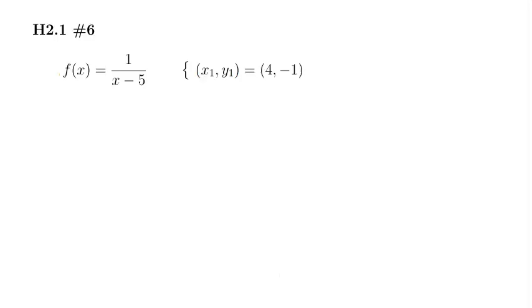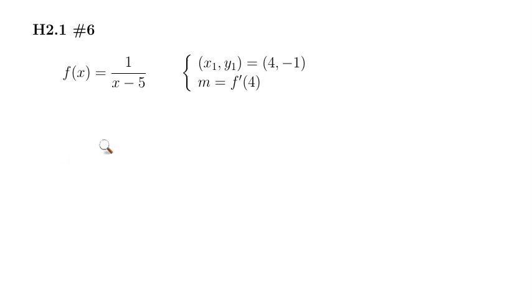We already have a point, so I'm going to call this point x1, comma, y1. Now we need to find the slope. Slope can be found by simply taking a derivative and plugging in the x value of the point. So first we need to find the derivative.